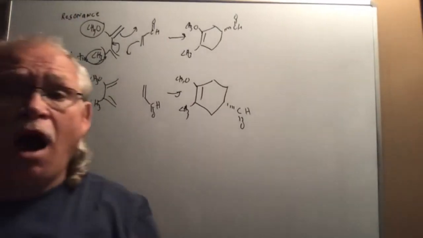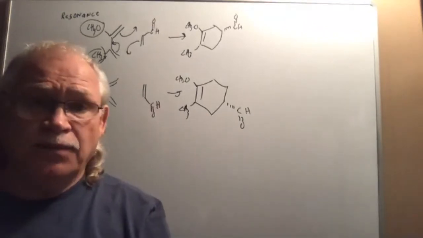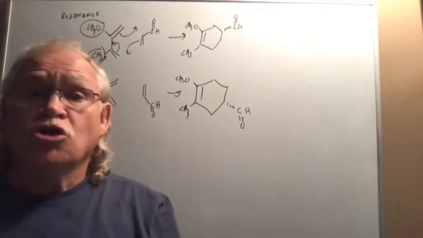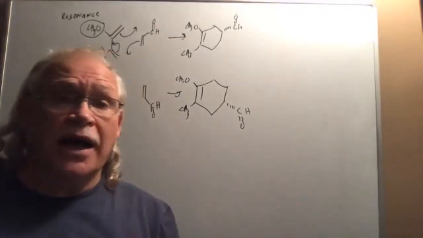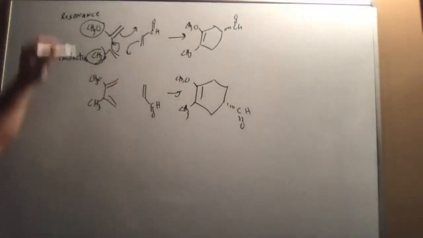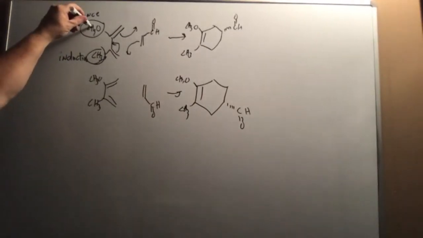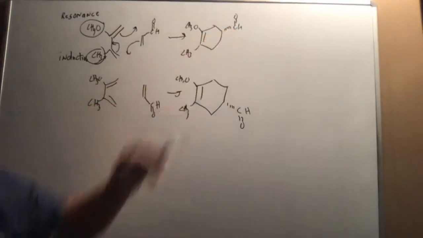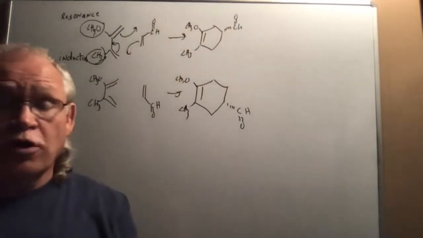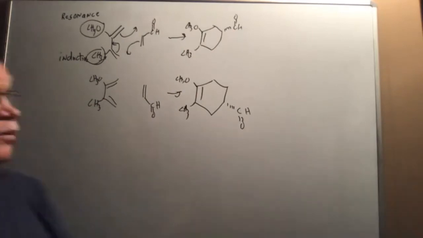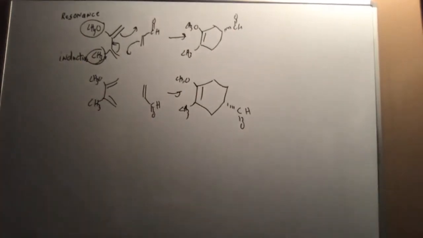And what have we always said? If resonance is in the picture, it wins. So the stronger electron donating group is the OCH3. So the OCH3 and the C double bond OH are the two groups that we want to be either 1,2 or 1,4. We don't have to worry about the methyl.